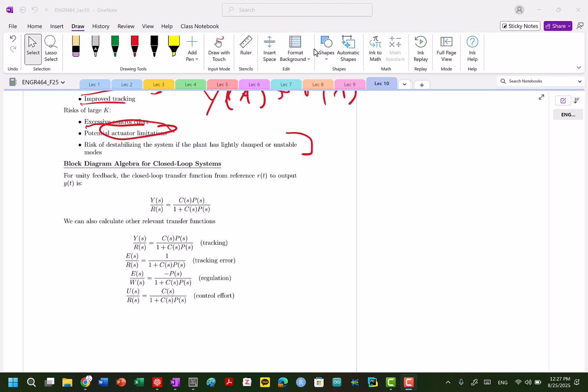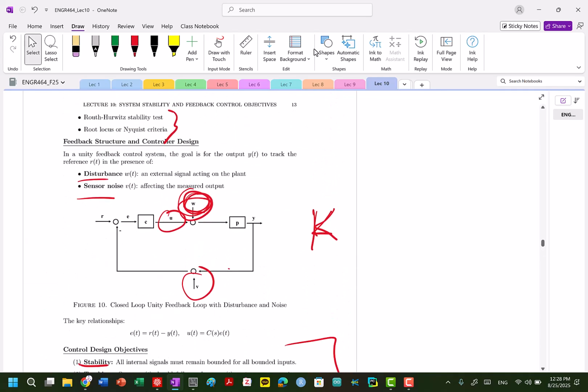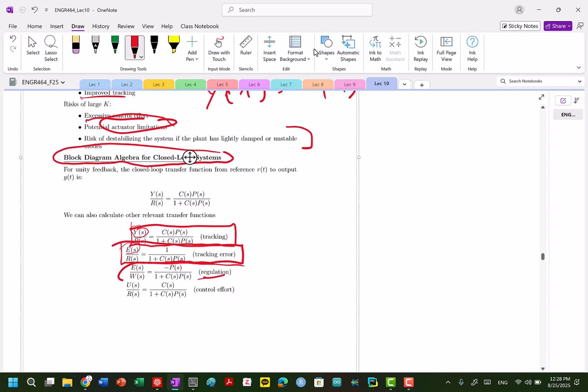So speaking of controllers, let's look back at our block diagram and revisit some of our block diagram algebra for closed loop systems. We can calculate the transfer function from our output over input, and this would be related to essentially our tracking. You could also put the error over the reference, and this would be essentially our tracking error. We can also look at the regulation effort, which is the ratio of the error over the disturbance applied to that system. So regulating, trying to minimize essentially those disturbances.